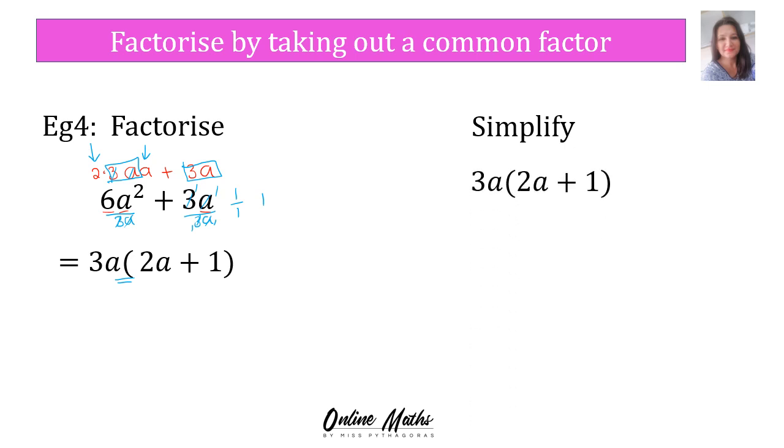Let's check whether we were right. So on the right hand side, somewhere where the examiner can't see, we will quickly multiply this back. 3a times 2a is indeed 6a squared, and 3a times 1 is 3a.